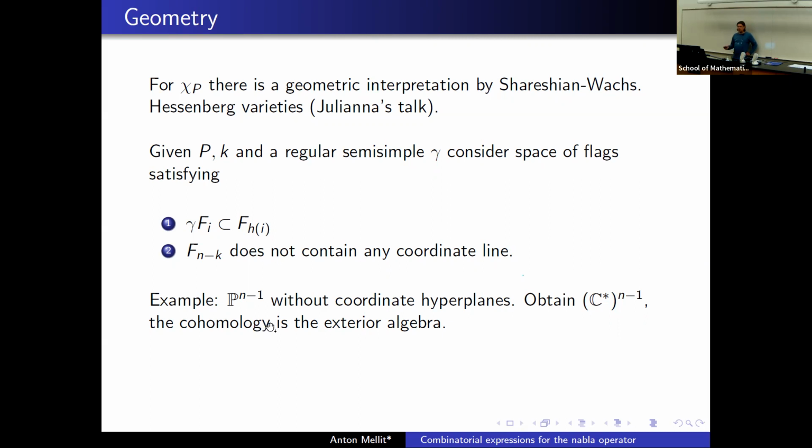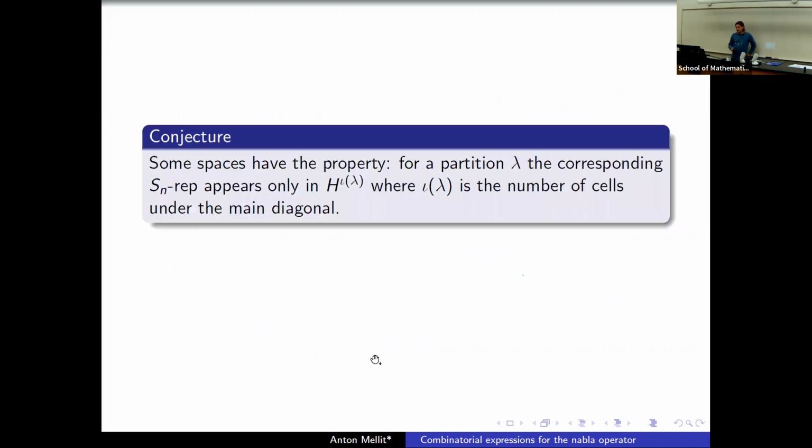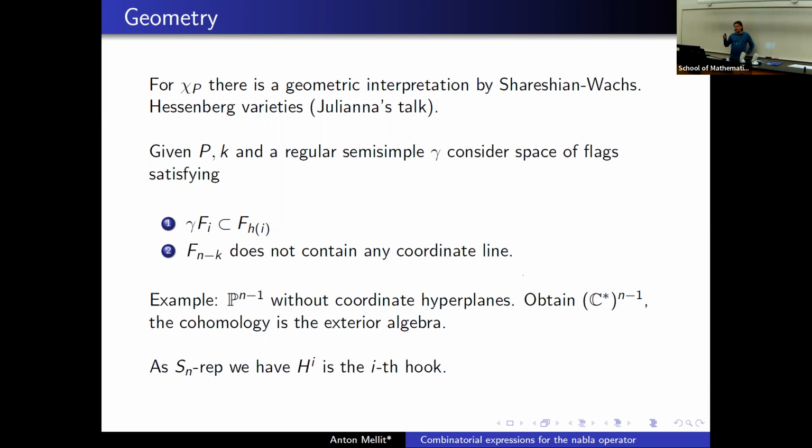So the cohomology of the torus is an exterior algebra. It's a sequence of all exterior powers over the n minus 1 dimensional vector space on which the permutation group acts. So which representations of the symmetric group do you get? You get hooks. As we see, H^i of this space is precisely the i-th hook. The i-th hook has exactly i cells below the diagonal. And it is in H^i.